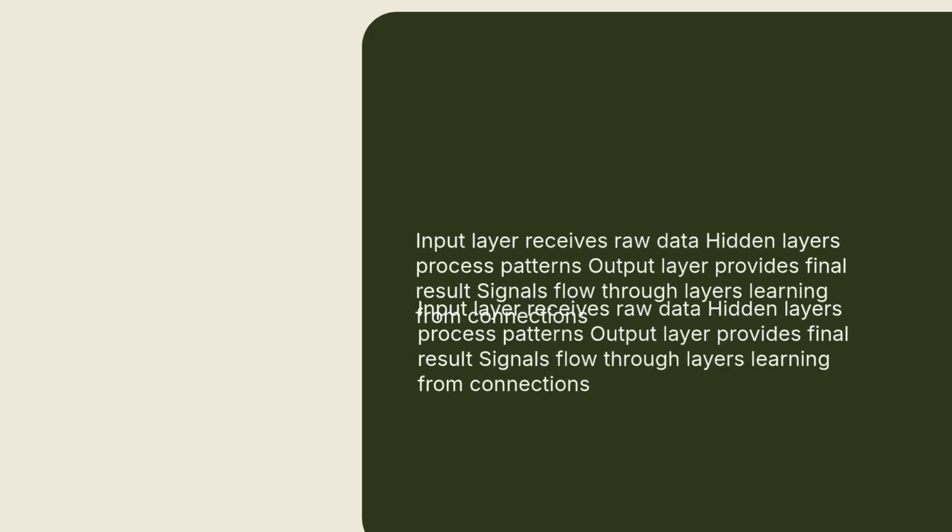Neurons stack into layers to form networks. The input layer receives raw data. Hidden layers process this data into complex patterns. The output layer provides the final result. Signals flow through these layers, learning from weighted connections.